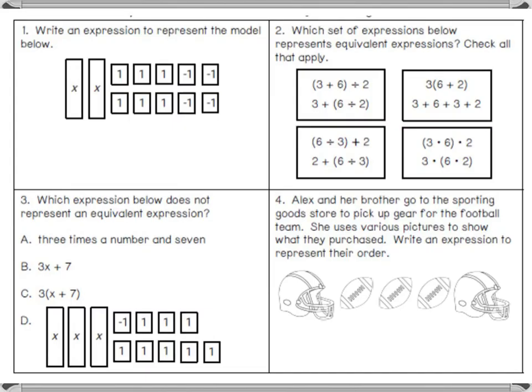All right, one more time. I want you to pause this video. I want you to go through and work out these 4 problems and then come back and check your work. All right, check your work. If you missed any, check with the person next to you to see if they can help you figure out why.